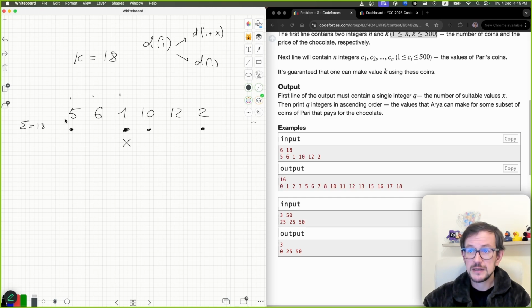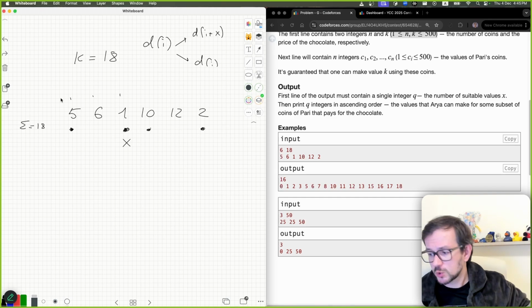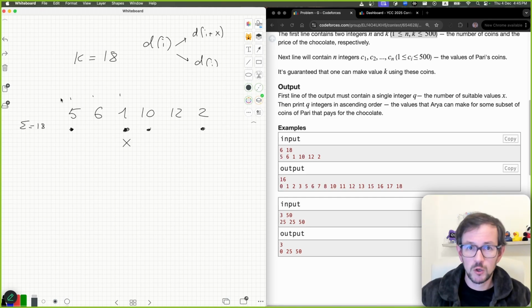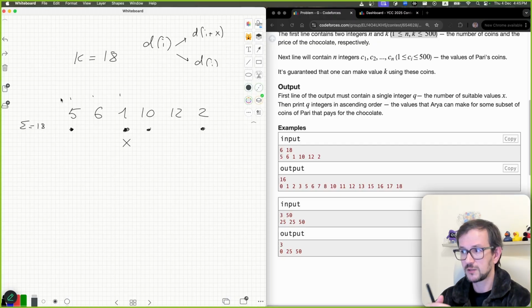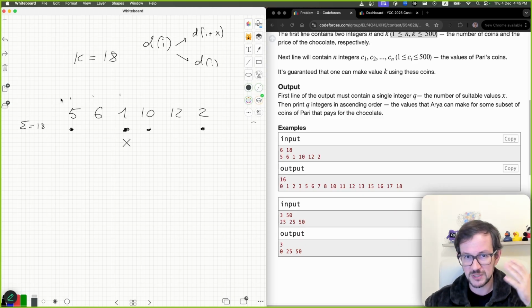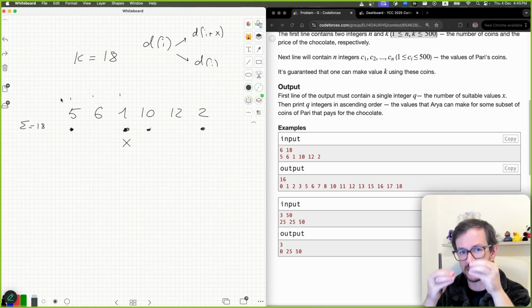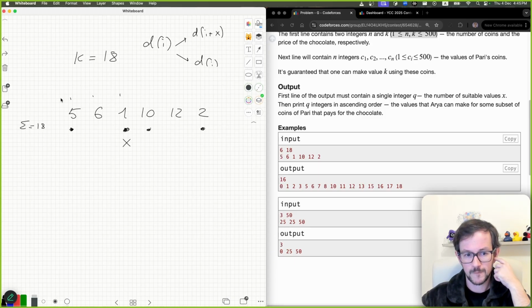Semi-brute force. That's a good question. Dynamic programming looks like brute force, but with memoization. So yes, you kind of do brute force, but you don't visit the same state multiple times. You can think about dynamic programming like this: you try all the possibilities, but in such a way that you visit each state only once.